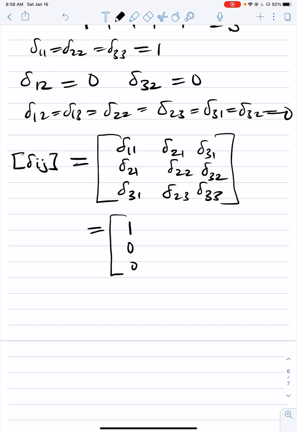Sorry, I think I made a mistake here. Oh yes, I did make a mistake. Delta 1,2, this should be 1,2. Even though they're interchangeable, let me just correct it for the purpose of clarity, right? It's easy to make a mistake with this. Delta 1,1, delta 1,2, delta 1,3. This is off too. Okay. Sorry about that.